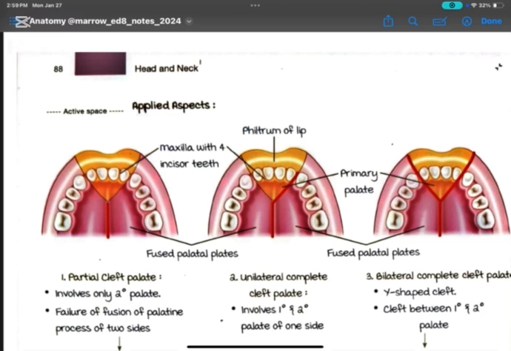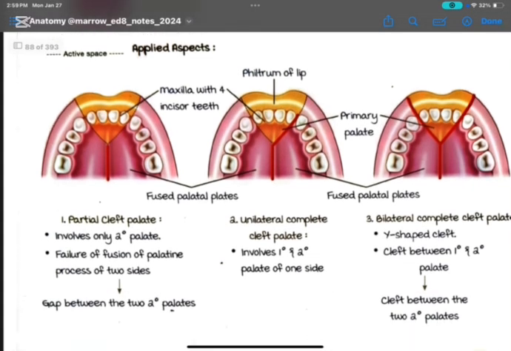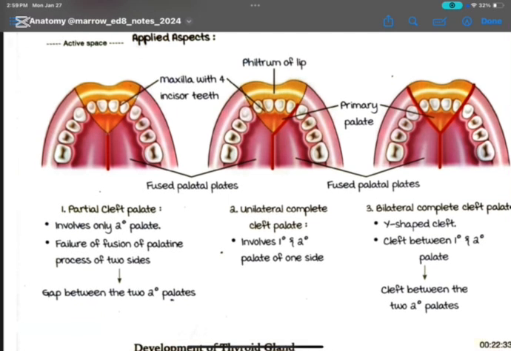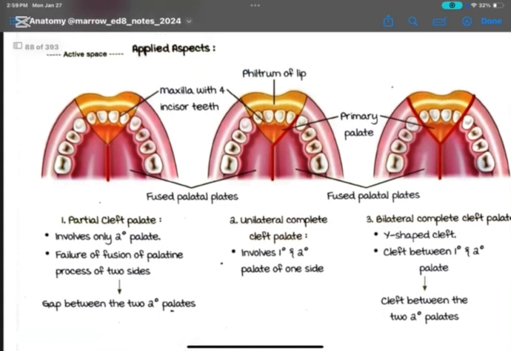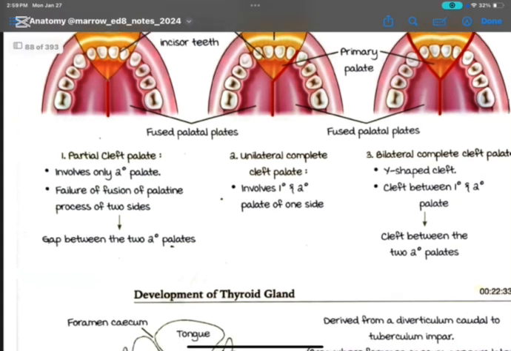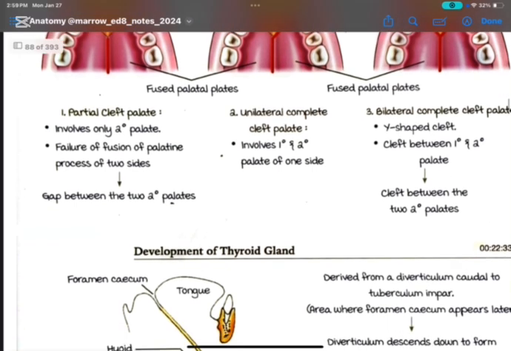Applied aspects. Maxilla with 4 incisor teeth, philtrum of lip, primary palate. Fused palatal plates. First, partial cleft lip. Involves only secondary palate. Failure of fusion of palatine processes on two sides. Gap between the two plates, that is partial cleft palate. Unilateral complete cleft palate involves primary and secondary palate of one side. Bilateral cleft palate: Y-shaped cleft between primary and secondary palate, cleft between the two secondary palates as well.